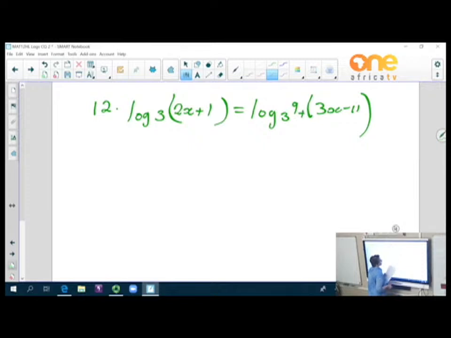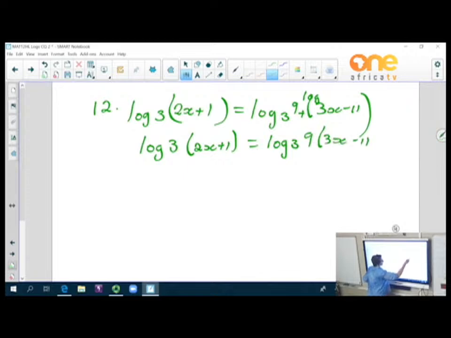This is just plus. So now, because this should be log here also. So now because I add, I multiply. So it is then log 3, 2x plus 1, which is equal to, now, if you multiply there, you have log 3 of 9, 3x minus 11. Because I add, I multiply.